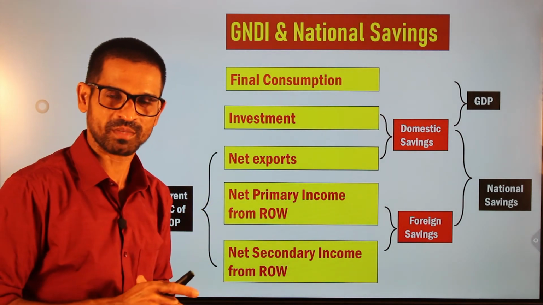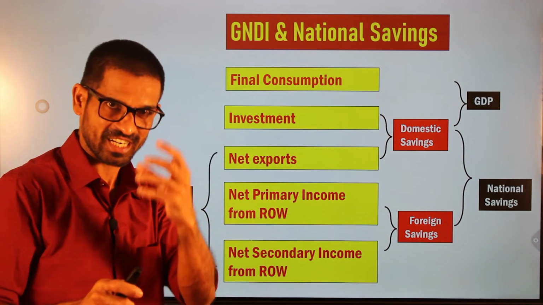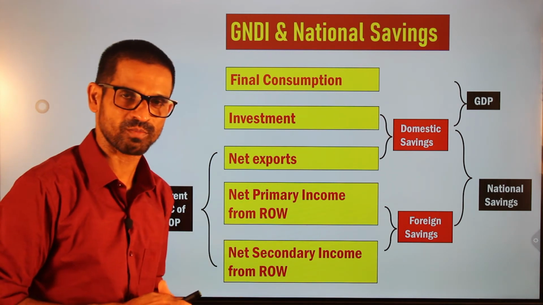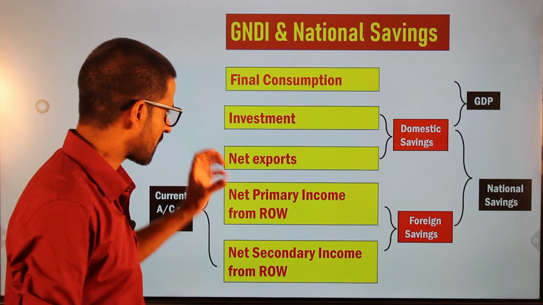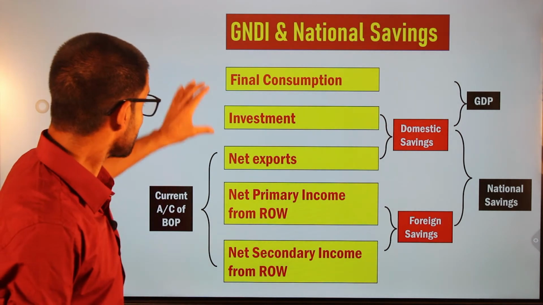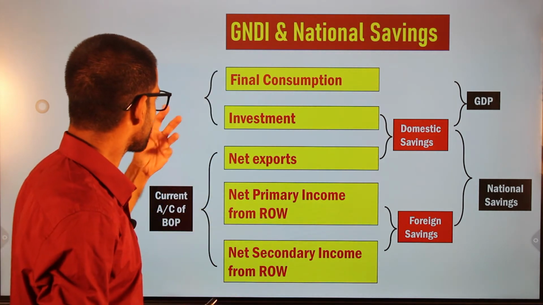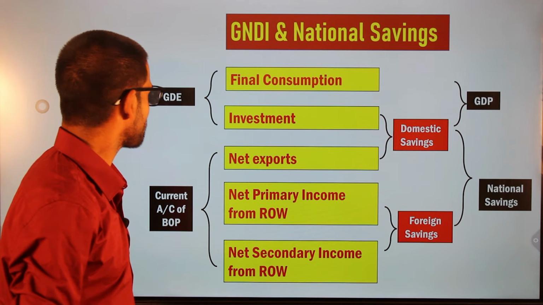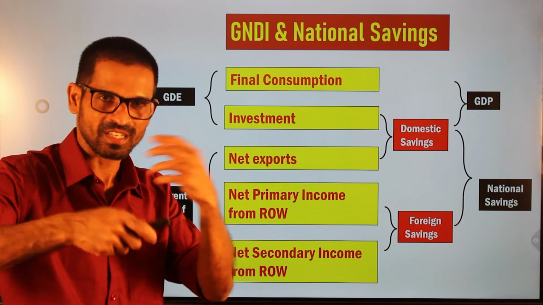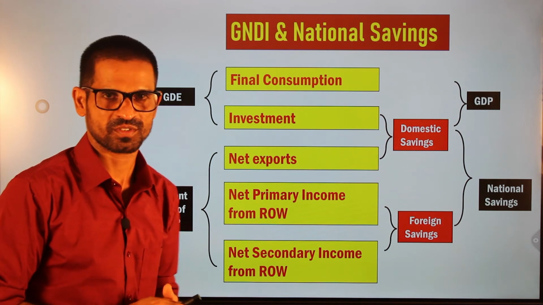We will learn balance of payment later on. So these are the three components related to the given year, current account of balance of payment. So what are the components in the current account of balance of payment? Net exports, net primary income from the rest of the world, and net secondary income from the rest of the world. Right? And these two components, final consumption and investment, as I said earlier, consist of gross domestic expenditure, or you can call it domestic demand, expenditure made by the domestic agents, namely households, government, and firms, right?